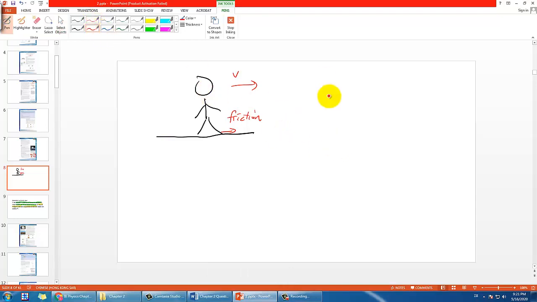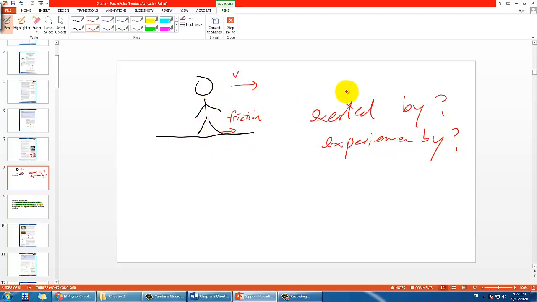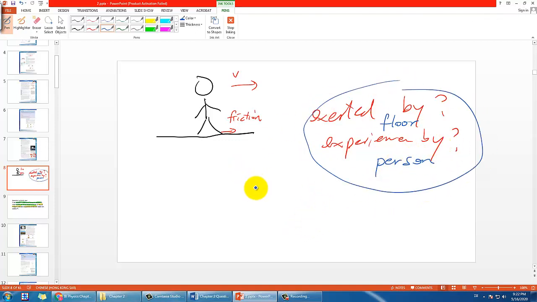A few moments later. Okay, let's talk about the answer. Before we think about the answer, we should first think about this friction: who is it exerted by and experienced by? In this case, the force I was just talking about was exerted by the floor and experienced by the person, or yourself. So according to Newton's third law, the other force of the pair should be the opposite: exerted by the person and experienced by the floor.